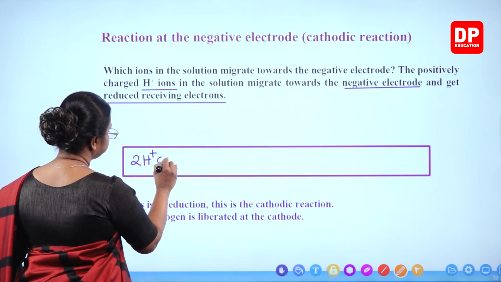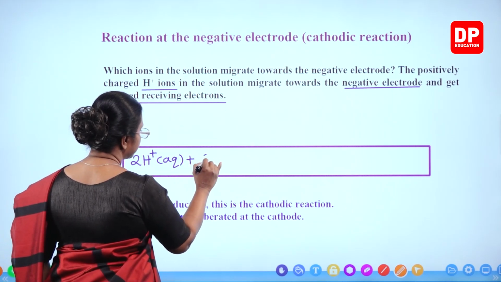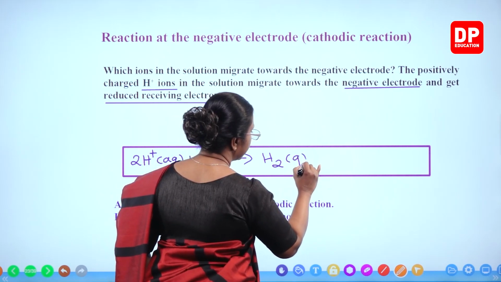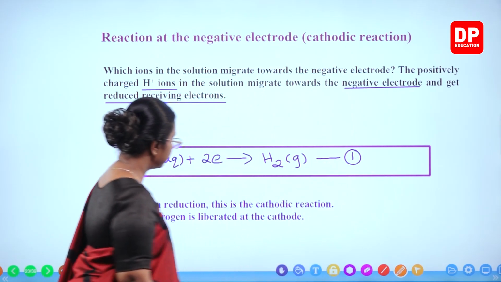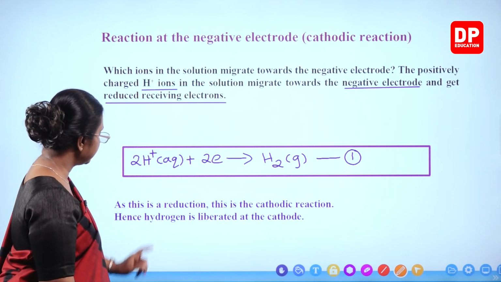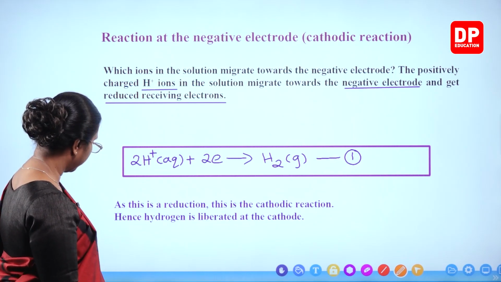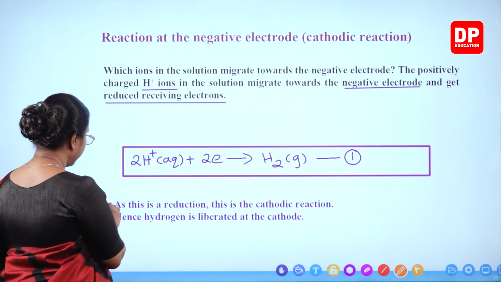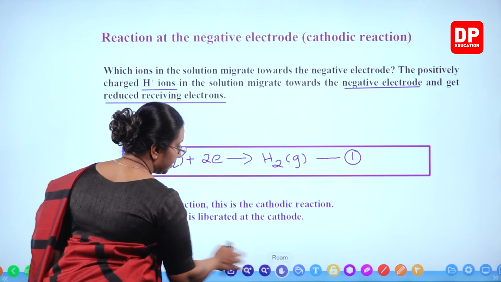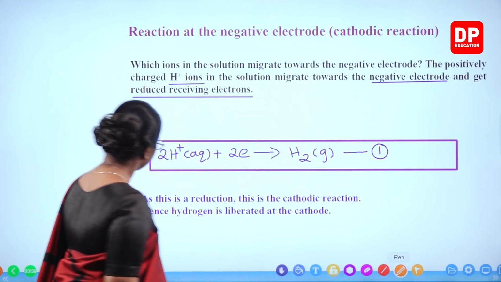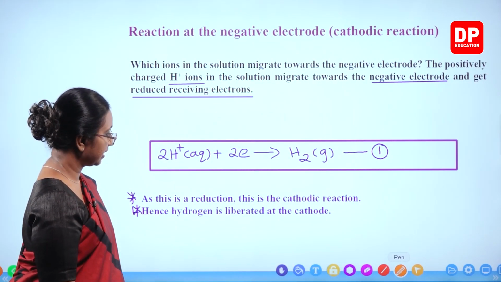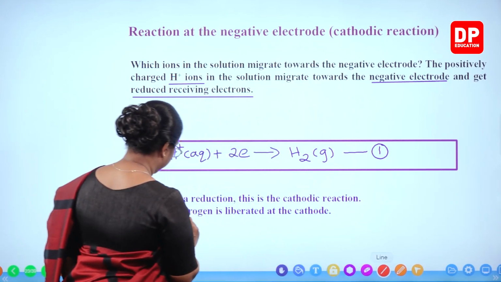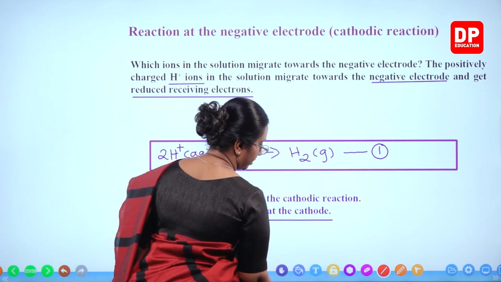2H plus aqueous plus 2 electrons give rise to H2 gas. And we took this as the first equation. And as this is a reduction, this is the cathodic reaction. Hence, hydrogen is liberated at the cathode. So, these are all what we discussed before. Here you can see this is a reduction, this is the cathodic reaction, and hence hydrogen is liberated at the cathode.